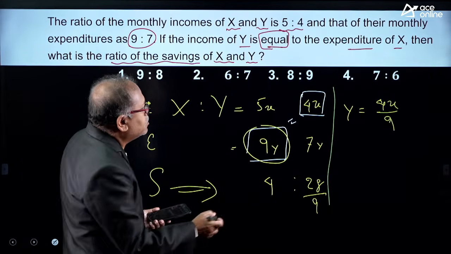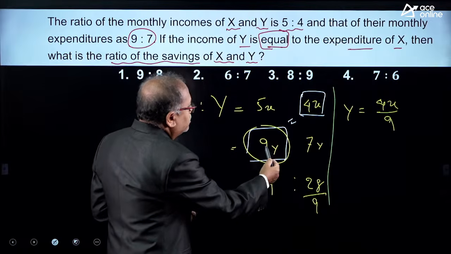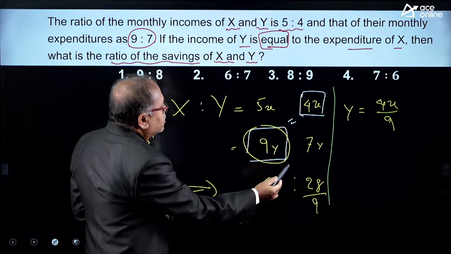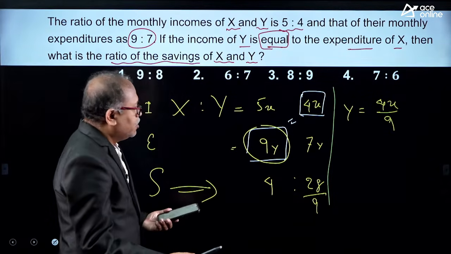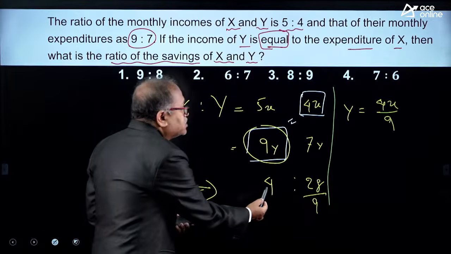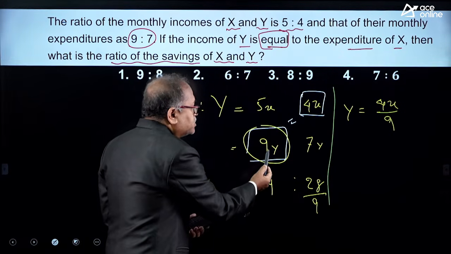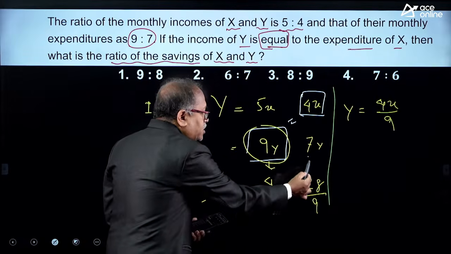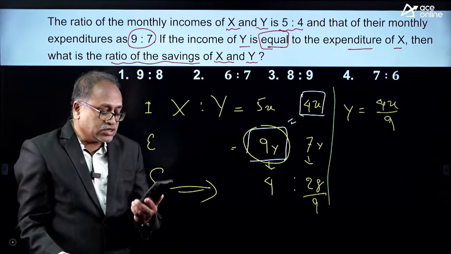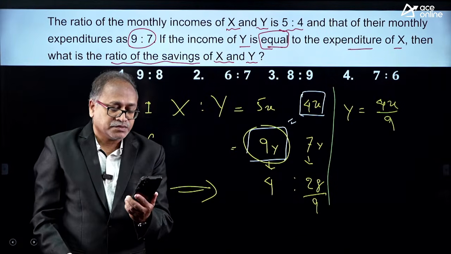Did I write it correctly? 4 by y is equal to 4 by 9. We need the saving. Okay. First you convert this in the form of x, and here you already have the income minus this expenditure. You will be getting the saving ratio.